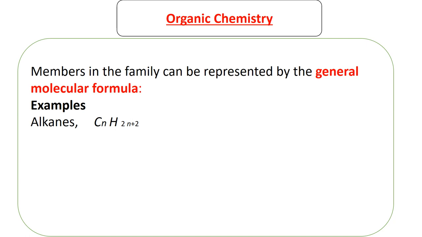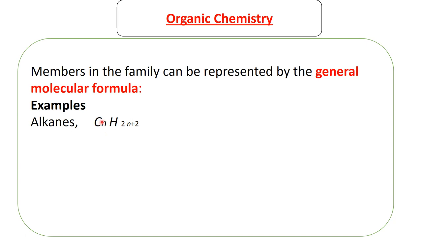Examples: there is a family called alkanes. The general molecular formula for alkanes is CnH2n+2. What it means is the number of carbon atoms is connected to the number of hydrogen atoms. If there is 1 carbon atom, meaning our n is 1, then you put n here, and to find the number of hydrogen atoms, it's 2 times n plus 2. Since n is 1, it's 2 times 1 plus 2. 2 times 1 is 2, plus 2 is 4. It means that if there's 1 carbon atom, there are going to be 4 hydrogen atoms.